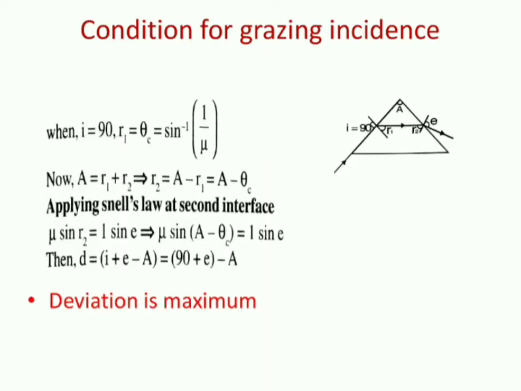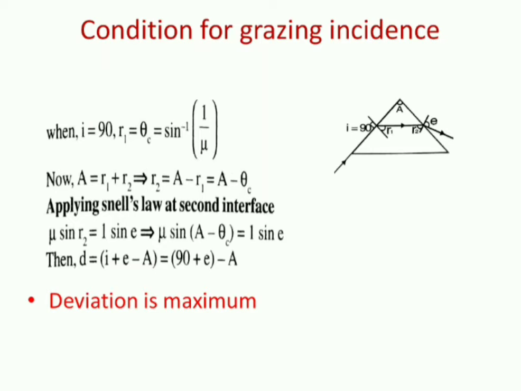Then condition for grazing incidence. Grazing incidence is when the angle of incidence becomes 90 degrees. Since the angle of incidence is 90 degrees, R1 becomes equal to theta c. We know when light has angle of incidence 90, using Snell's law, we get the value of R1 as equal to theta c. Since R1 is theta c, it is equal to sine inverse of 1 by mu from the total internal reflection condition. Substituting it, we can get the value of R2, that is the angle of refraction at the second surface.